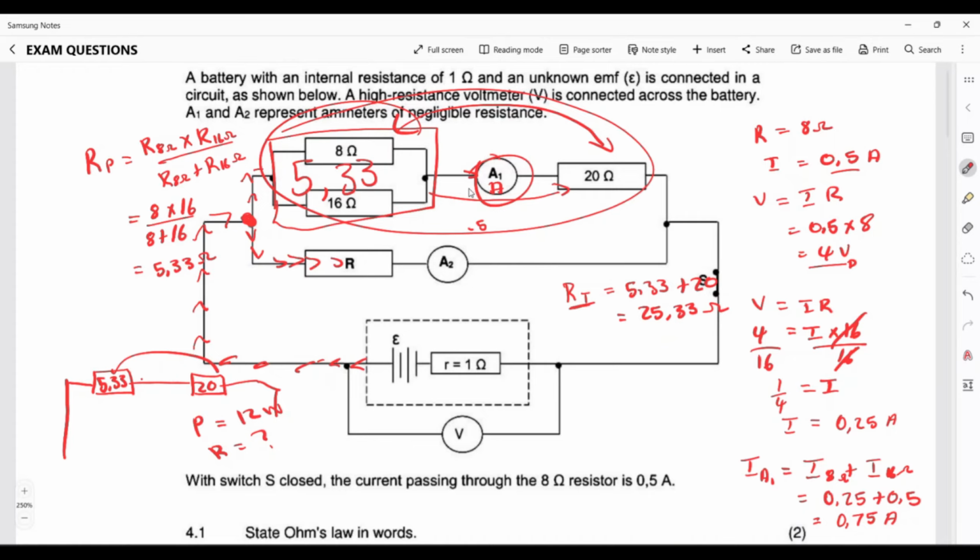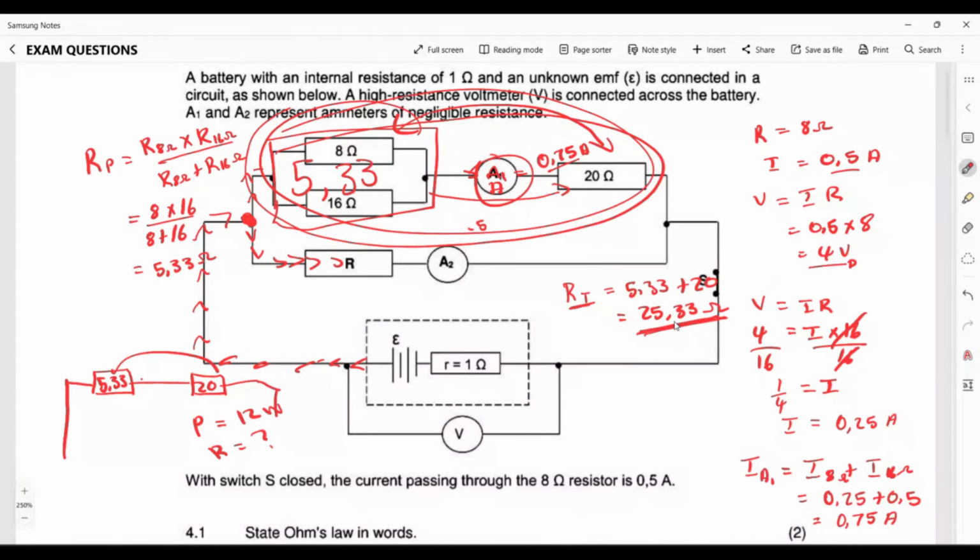That's fine. So now, if we are still on the same page, you will realize that the current of A1 over there was 0.75. And the resistance of this branch is 25.33. In a case like this, I can simply find the voltage.